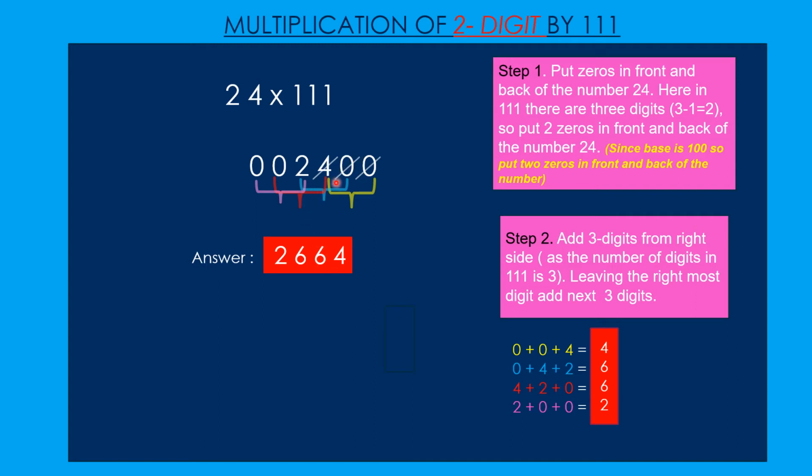Now again you leave the 0 and the next 3 digits are 420. So you add 420, you get 6. So drop 6 in the answer box. Then again you leave 4 and what are the 3 digits left? 200. So you add 200, you write 2 in the answer box. So this is your final answer, 2664.